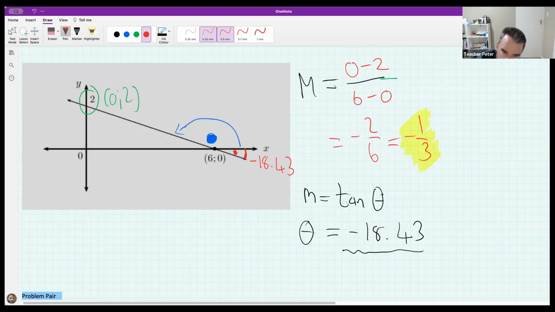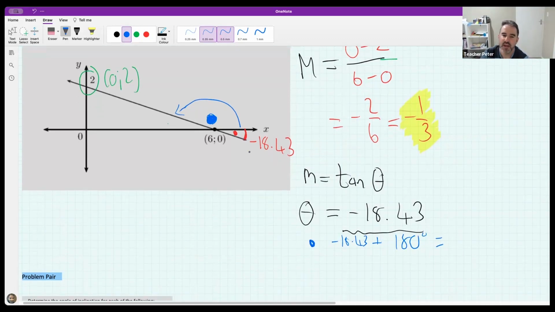Now, what do you know about the blue and red one added together? What are the blue and red one together going to give you? What is this blue and red one actually on? 180. Perfect. Now, if you want to get the blue one from the red one, all you need to do is take the minus 18.43 and add 180 degrees to it. And what that will do is give you the blue one.